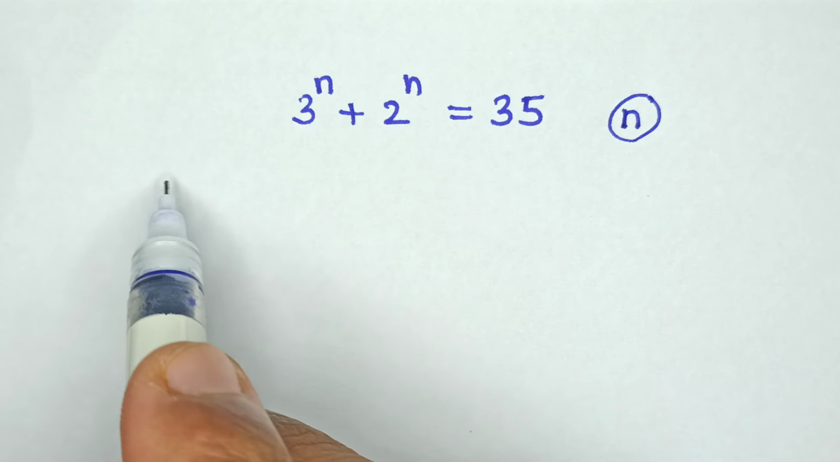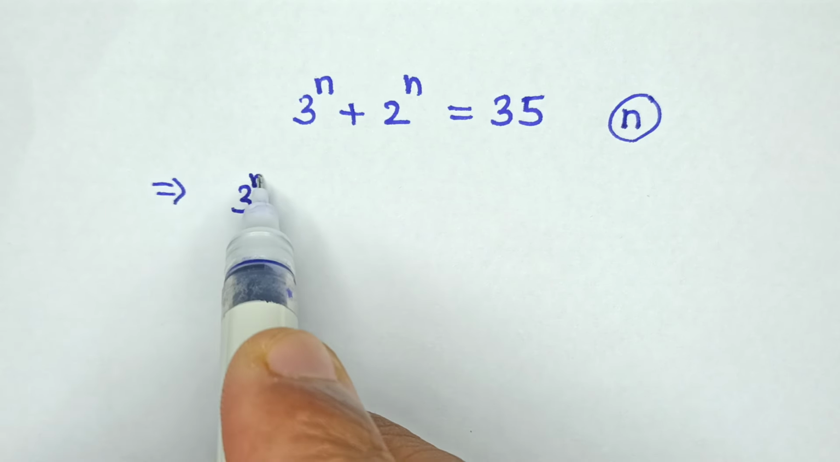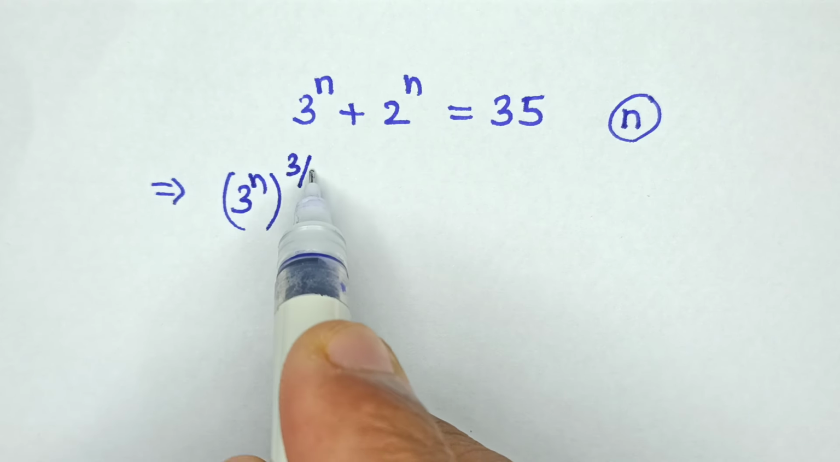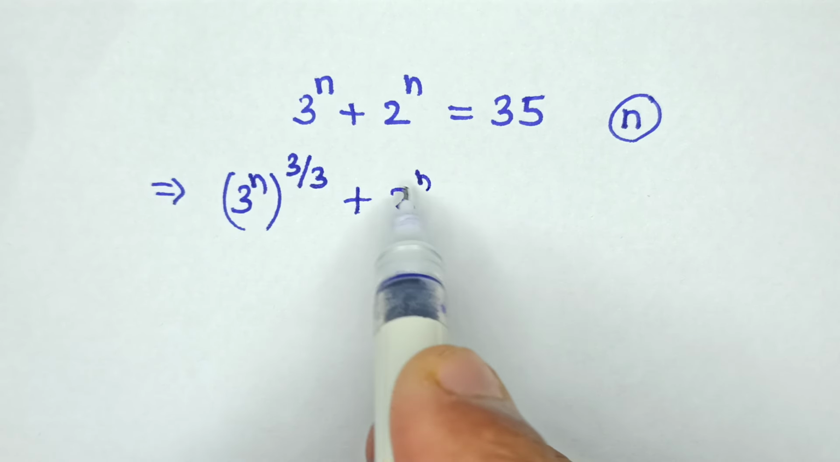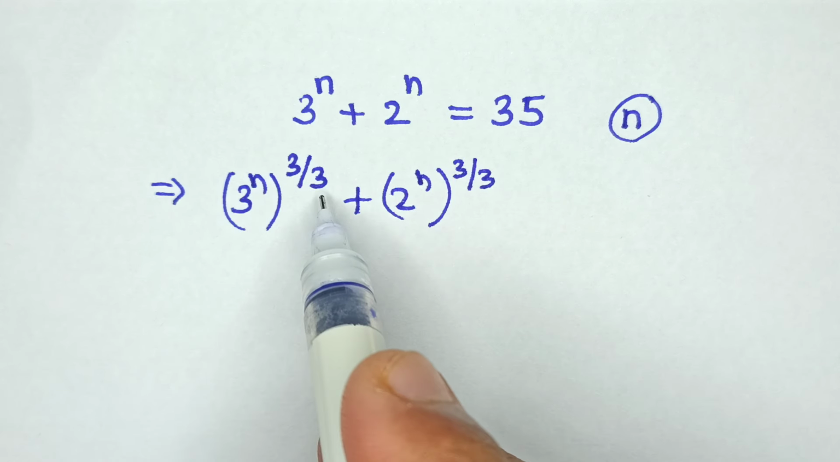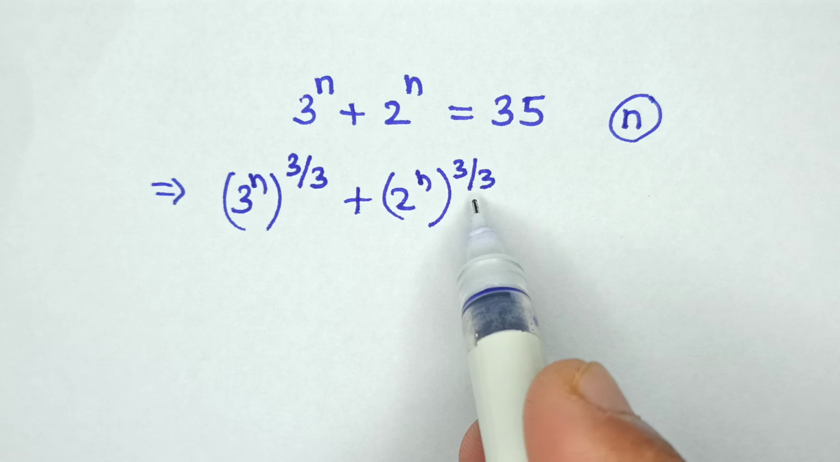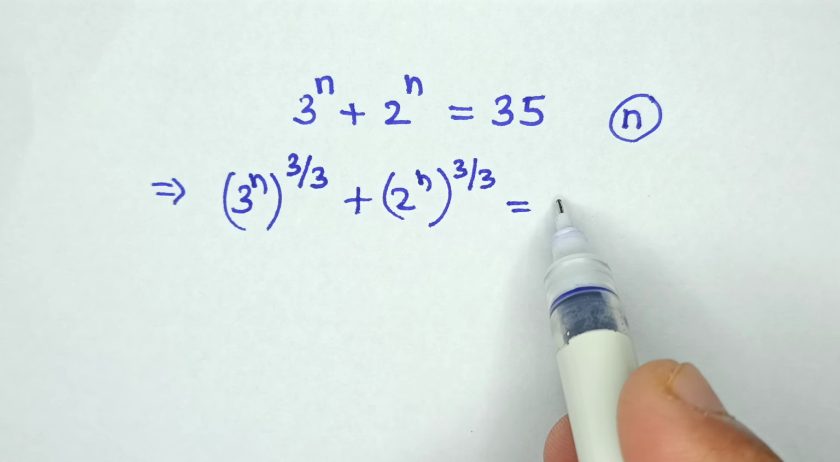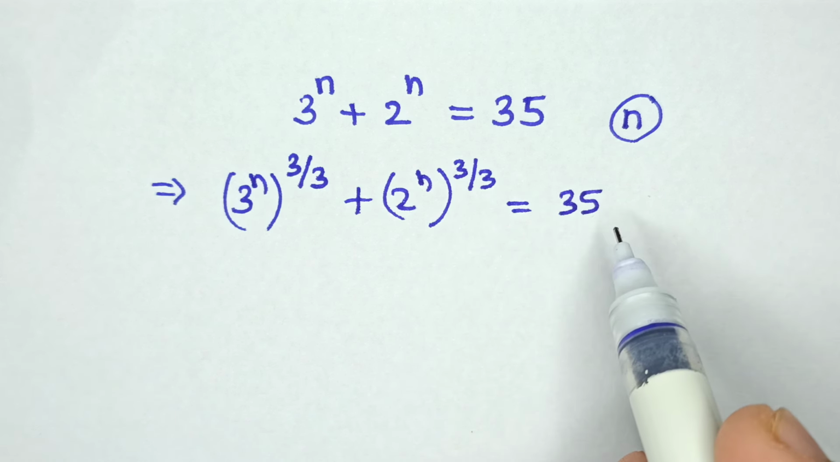In this video we are going to solve this equation and calculate the value of n. The first thing I'm going to do is introduce the power 3 divided by 3 on both parts of the equation. So it goes like this: 3 raised to the power n, raised to 3 over 3, plus 2 raised to the power n, again raised to the power 3 over 3, is equal to 35.